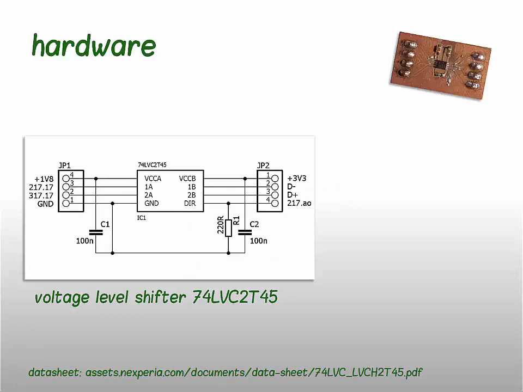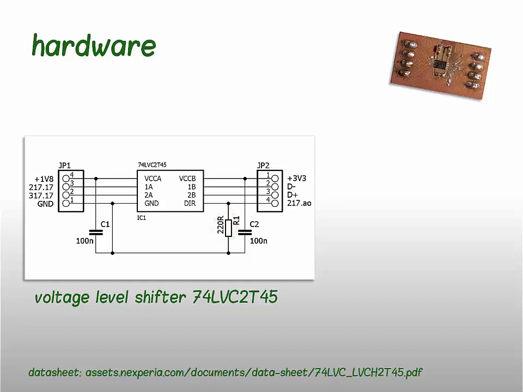Hardware is really simple. We just need a voltage level shifter since GA144 runs at 1.8 volts, while USB signals are 3.3 volts. The best option seems to be 74LVC2T45 chip. The resistor at the direction input is there because we control this input with an analog output pin of GA144, so we need a load resistor.